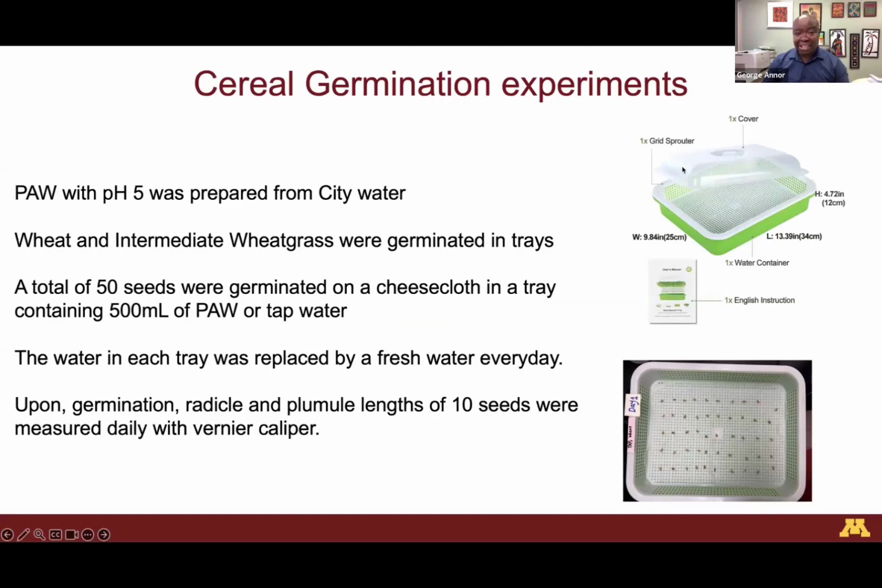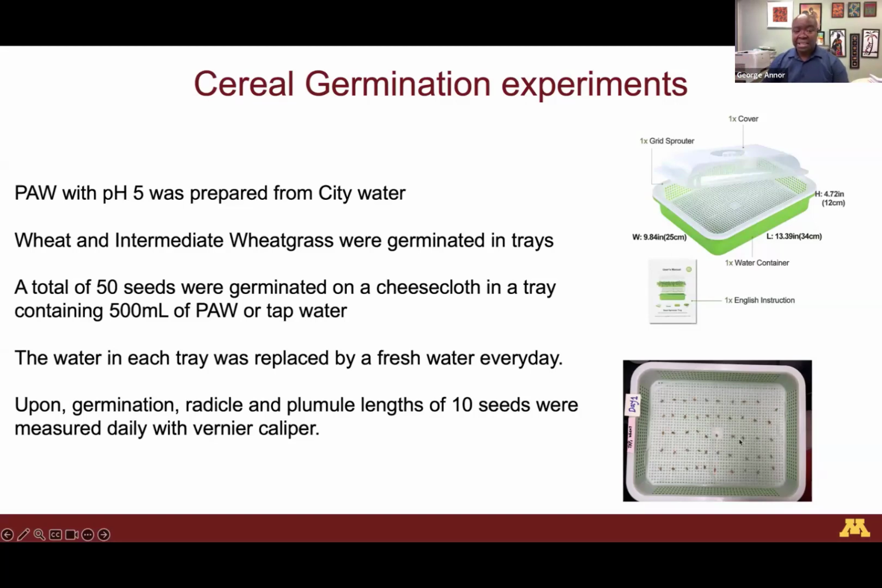This is our germination setup. You basically have this container where we have the PAW at the base. So it was filled with 500 ml of PAW. The seeds are normally left on top, and it is closed to keep all the humidity in there because you need about 90% humidity. This is an actual picture of how the seeds were arranged in it.